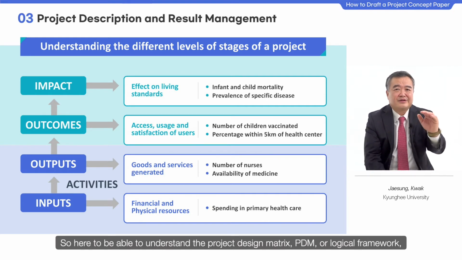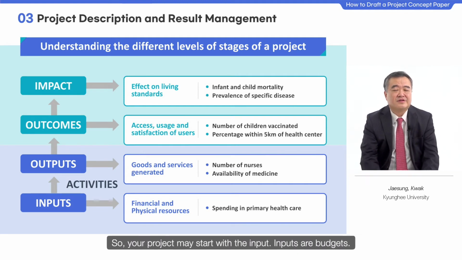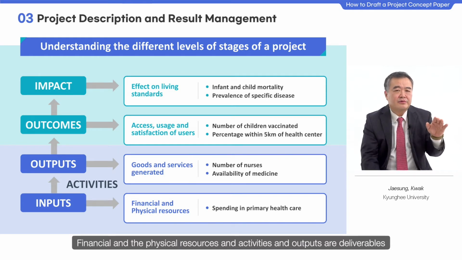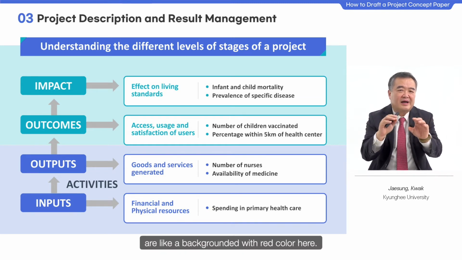So here, to be able to understand the project design matrix, PDM, or logical framework, you have to understand the different levels of stages of a project. Your project may start with the input. Inputs are budget, financial and physical resources, and activities and outputs are deliverables when you complete the project. That's why inputs, activities, and outputs are backgrounded with red color here.